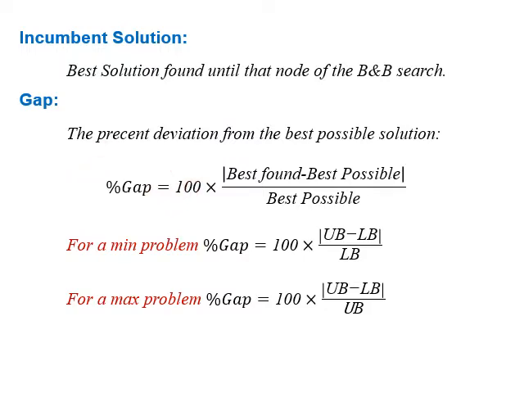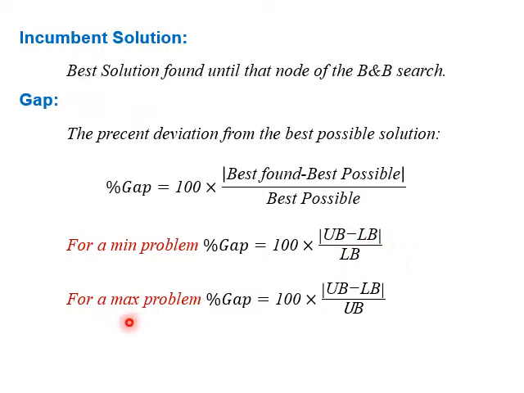Okay? If your problem is a minimization problem, then the best found value or the incumbent value is your upper bound, in fact. And the best possible value that you can obtain at the end of this search is your lower bound. So this equation is in fact upper bound minus lower bound, divided by lower bound.